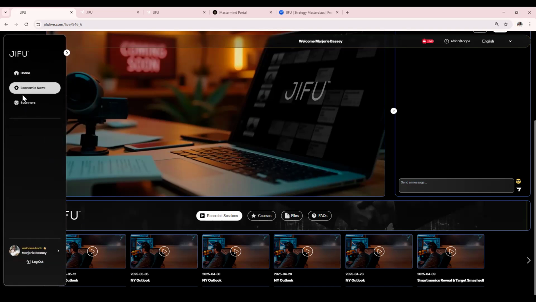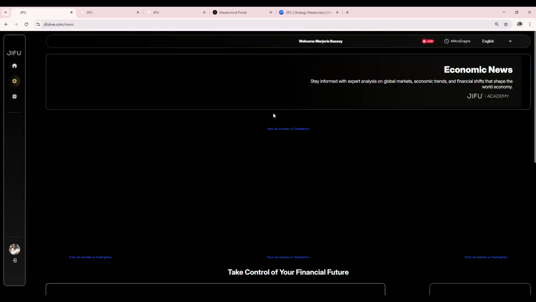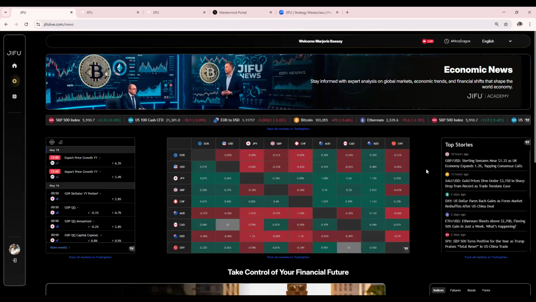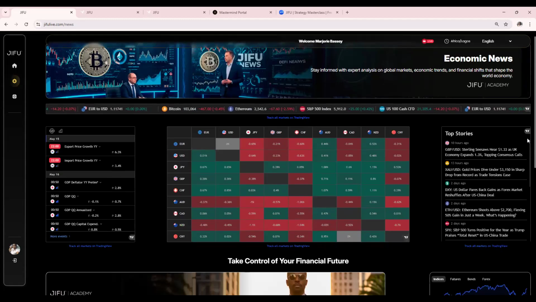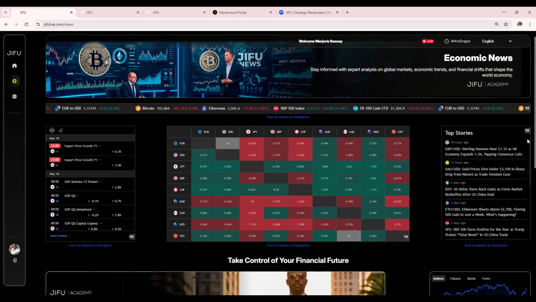So on this, you also have the second tab here, which is the economic news, where you don't have to go out of JIFU to look for news, or be roaming the internet looking for news. The news is here, and then this is like a heat map of the major currency pairs. So you can see at a glance, if this is mostly red, you know that the entire market has more of a bearish undertone. But when you see a lot of greens, it's bullish, but like this, it's just a mixture of both.